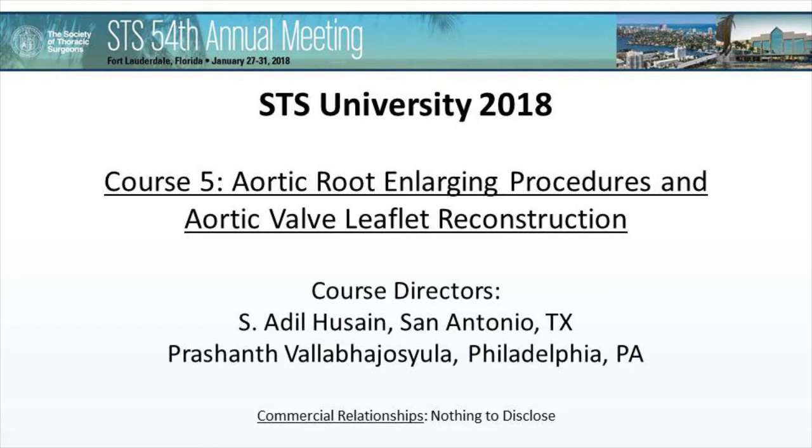Well-described and documented repercussions regarding patient prosthesis mismatch have also heightened the desire of surgeons to master techniques to enlarge the aortic root. This course will outline several of these techniques and allow the attendee to become facile in determining the anatomic nuances of each particular approach.